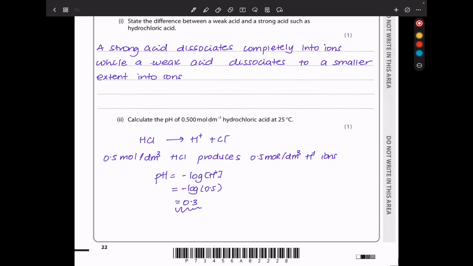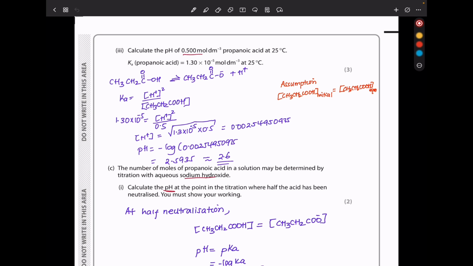Because HCl dissociates to give hydrogen ions and chloride, if 0.5 mole per decimeter cubed of HCl is present, it gives 0.5 mole per decimeter cubed of hydrogen ions. So the pH, which is negative log of hydrogen ion concentration, is going to equal negative log of 0.5, giving us 0.3. Calculate the pH of 0.5 mole per decimeter cubed propanoic acid at 25 degrees Celsius.